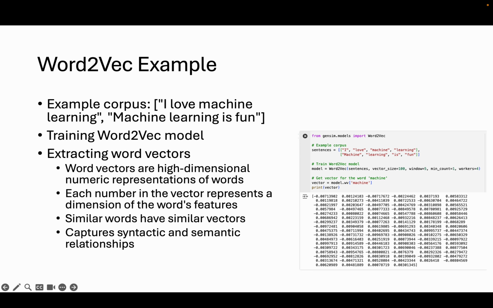The word vectors produced by word2vec are high-dimensional numeric representations. Each number in the vector represents a dimension of the word features. And these vectors capture both syntactic and semantic relationships between words. So that means similar words will have similar vectors.